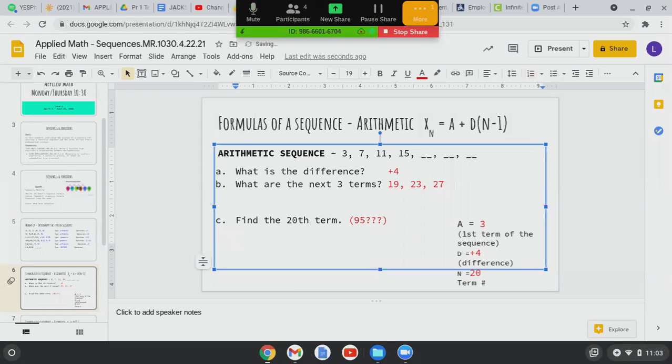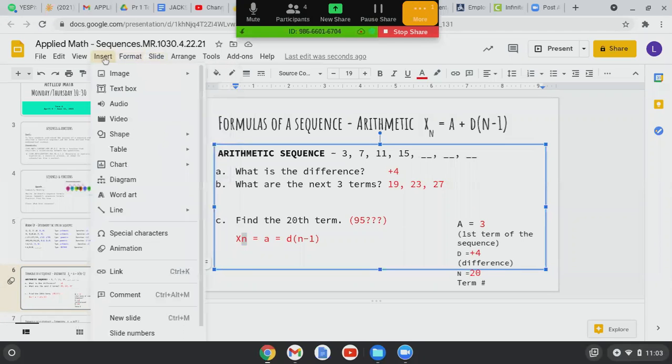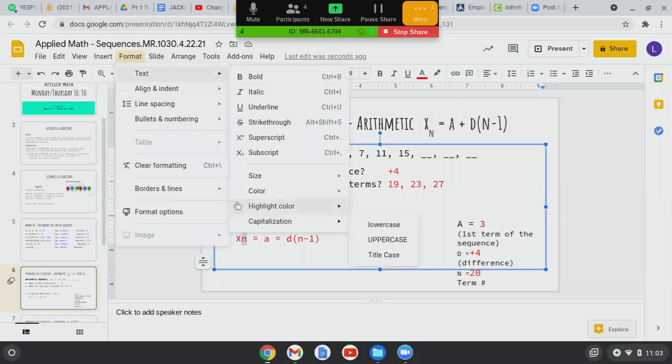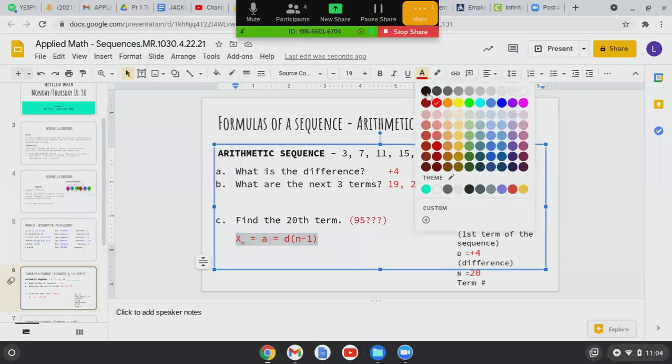Okay. We shall see. X n equals A plus D n minus 1. All right, so let's see what we have, darlings. No. All right. So now, this is our formula.